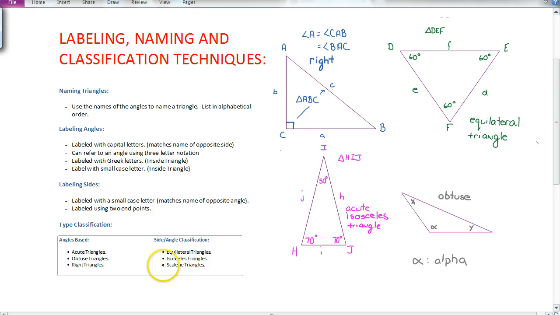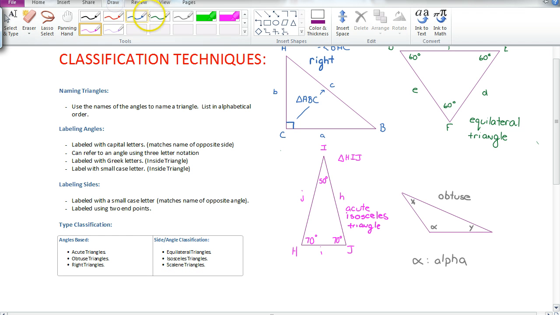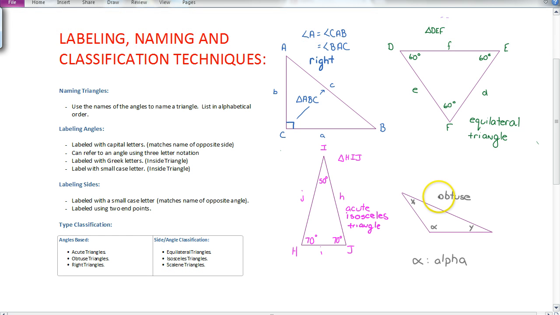The last type of side angle classification is called a scalene triangle. This is a triangle where no sides and no angles are equal. So if we take a look at this last triangle here, we see this is obtuse, and I'm guessing based on this diagram that alpha is an obtuse angle. And since I have no information about the sides or angles, I can't assume any are equal. So this is an obtuse scalene triangle.